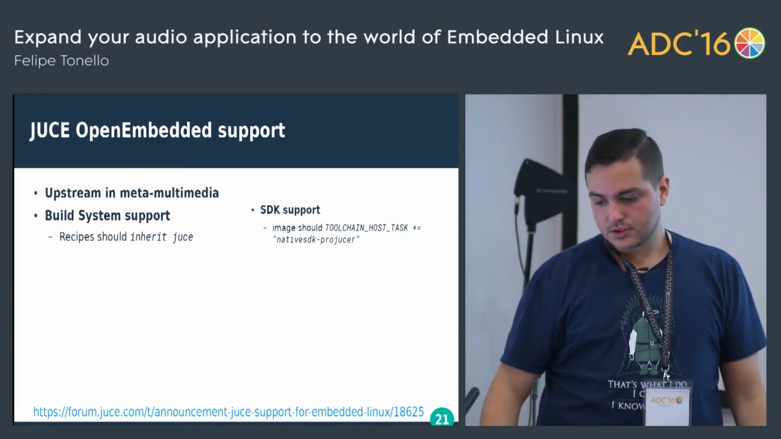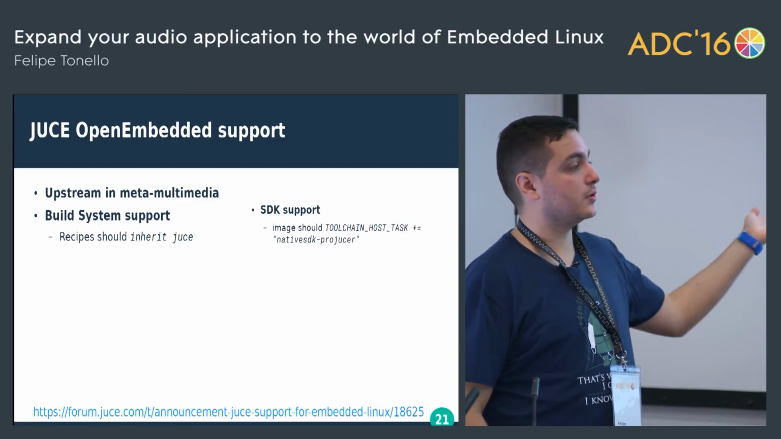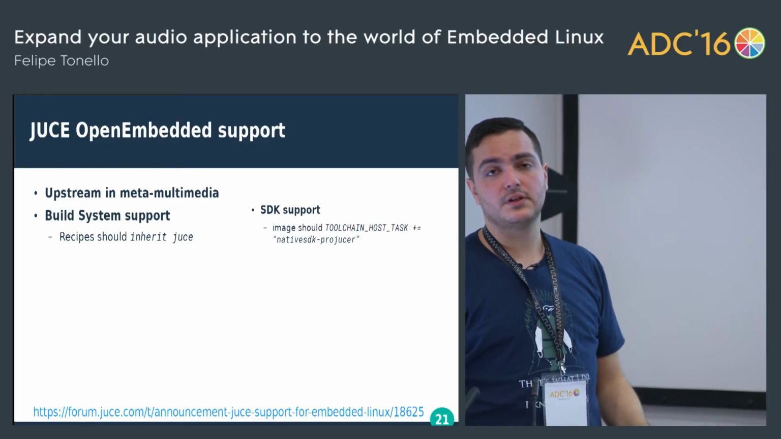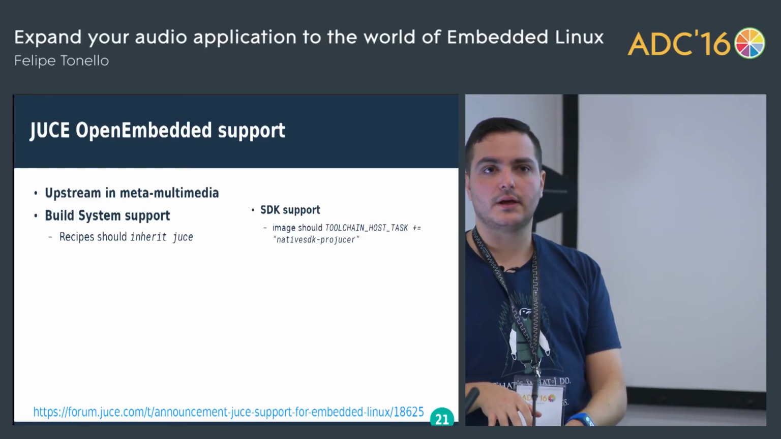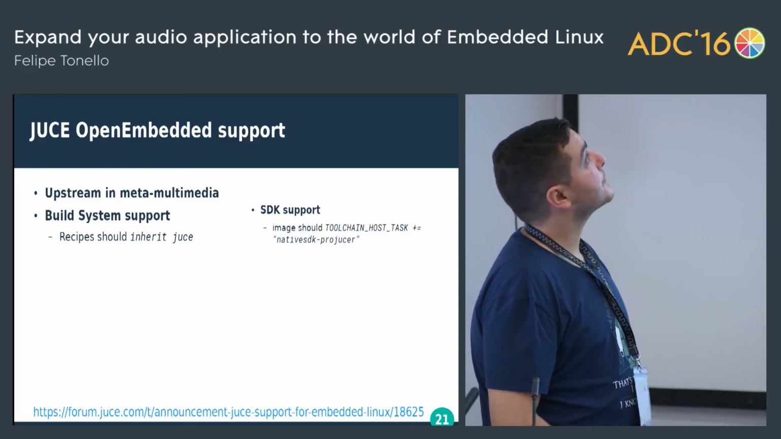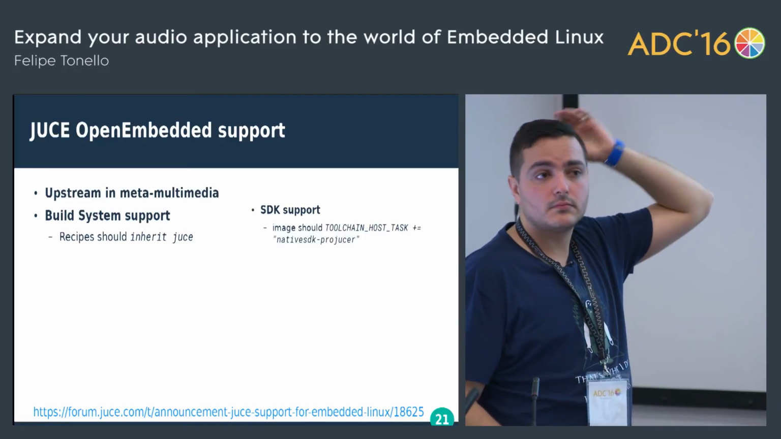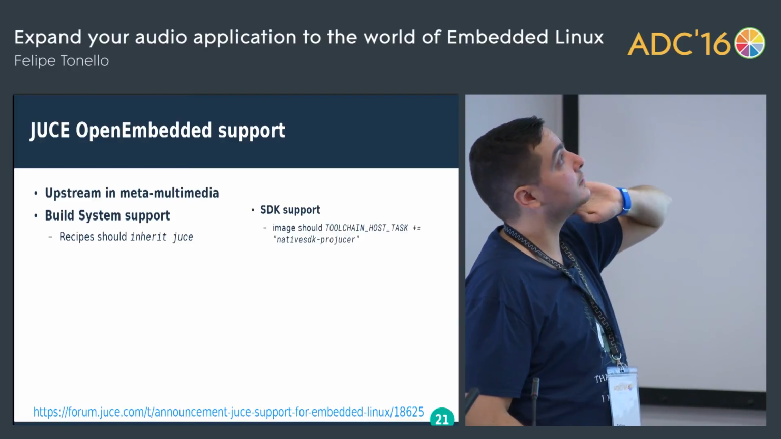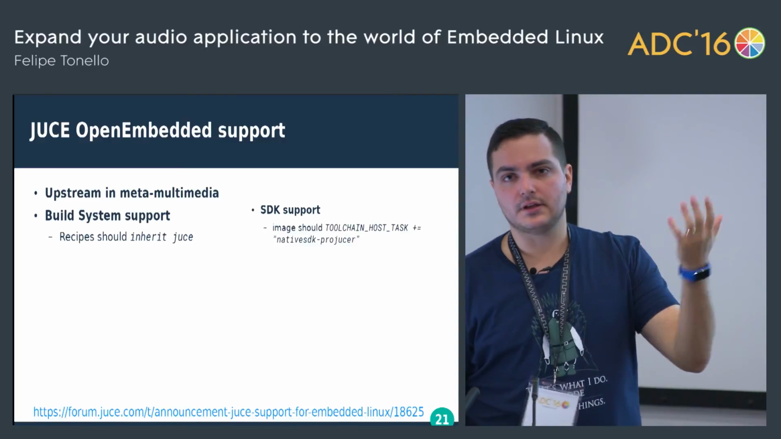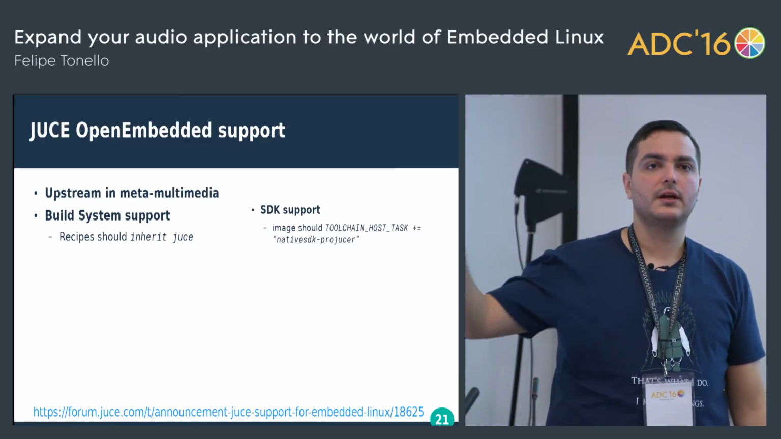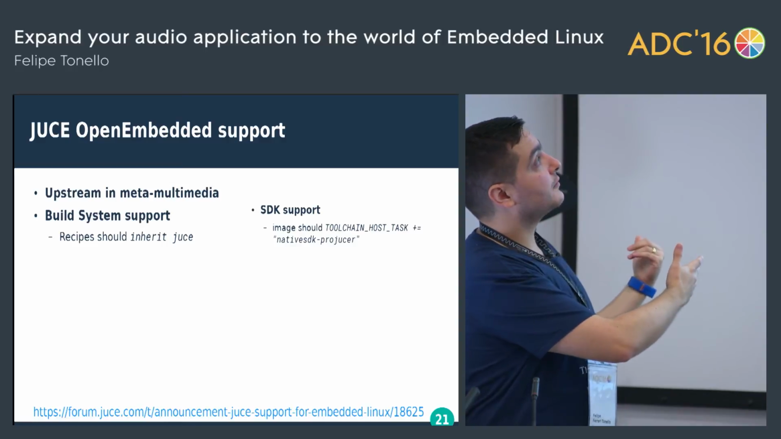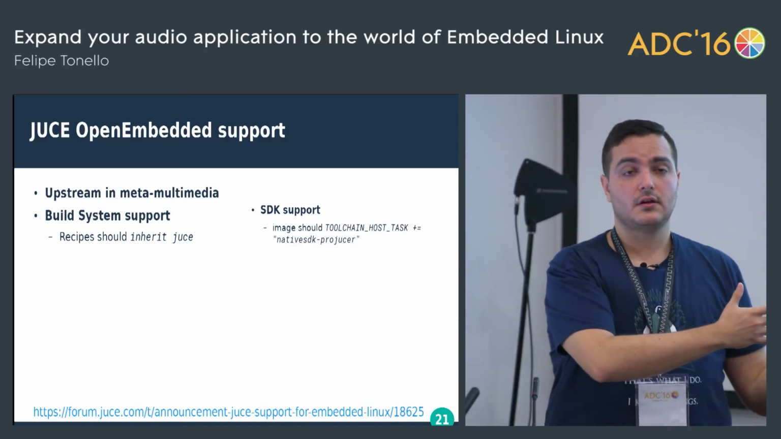And now I want to show what we have for JUCE. I implemented this JUCE OpenEmbedded support as well, because JUCE has its own particularities, right? Because it uses Projucer and so on. Basically, the support for JUCE is upstreamed in meta-multimedia. Meta-multimedia is just the name of the repository. So meta-something, they use meta-whatever for repositories.